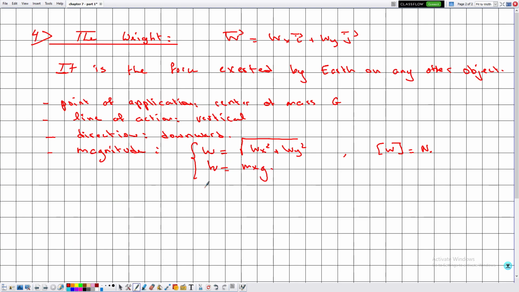So this is the magnitude of the weight, expressed in newtons. m is the mass expressed in kilograms, and g is the gravitational field strength, expressed in newtons per kilogram.